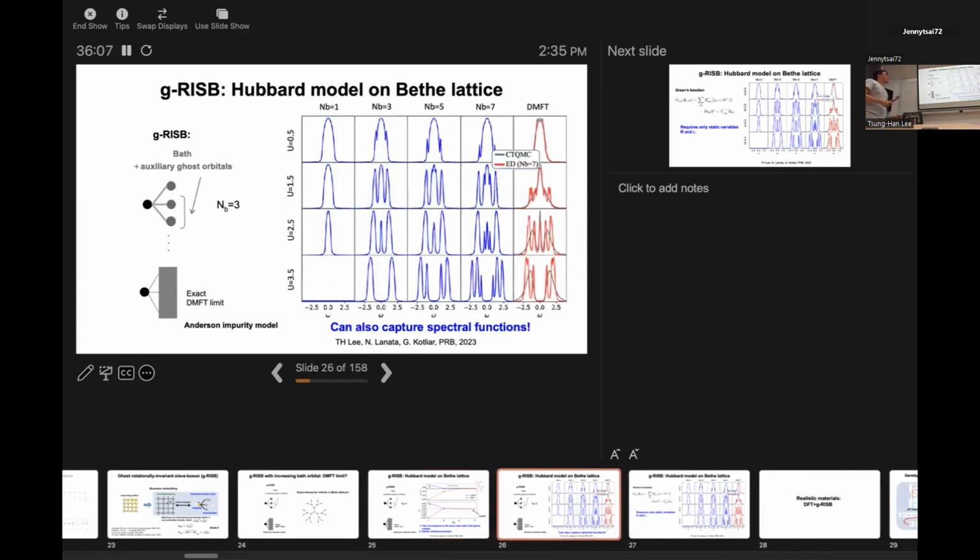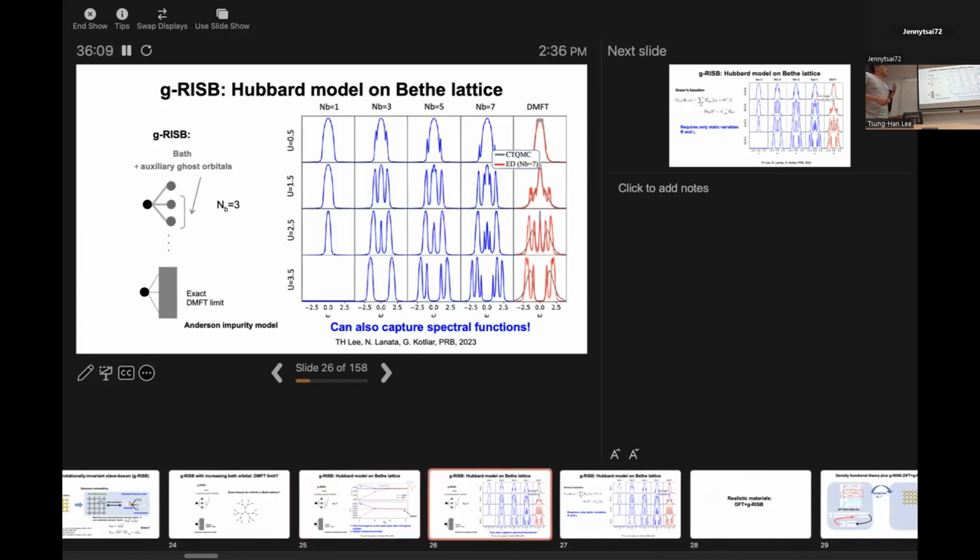And furthermore, we can also check the spectral functions. As we add more and more, we start to see the Hubbard bands appear. With 3, we get a 3-peak structure, and then as we keep adding, we will get more high-energy excitations. And it seems to agree quite well, again, with the DMFT calculation.